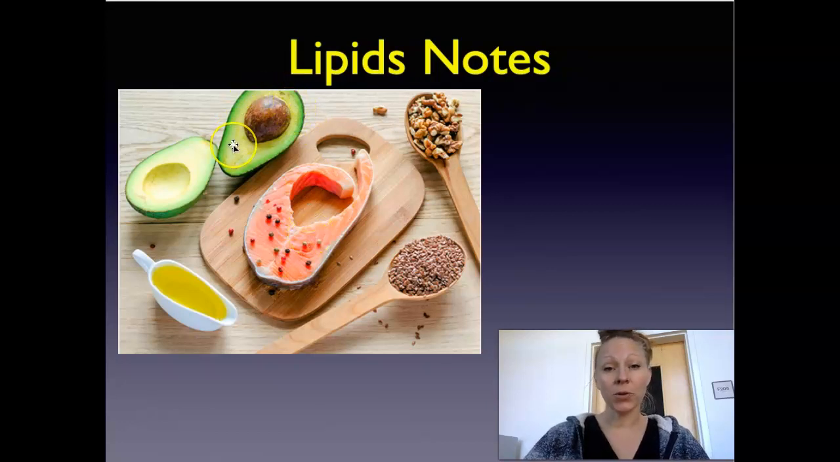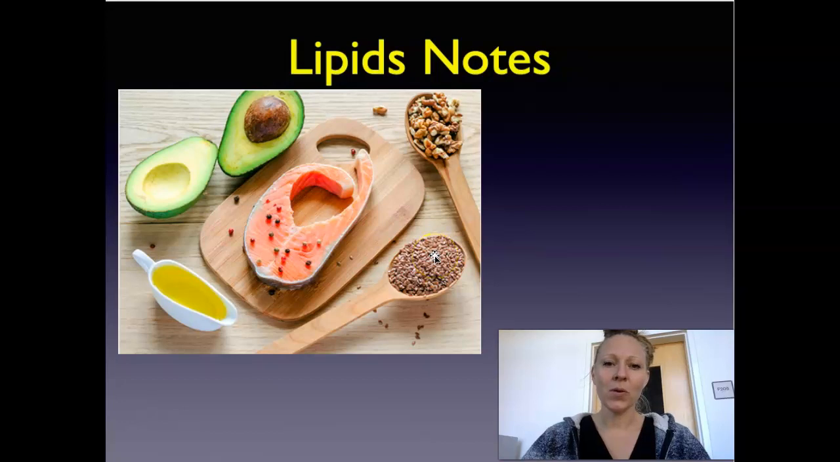And so lipids are also known as fats, and we find fats in foods like avocados, those are high in fat. Fish has lots of healthy fat in it, and oil is a type of fat, or grease is a type of fat. We see it in nuts and seeds.